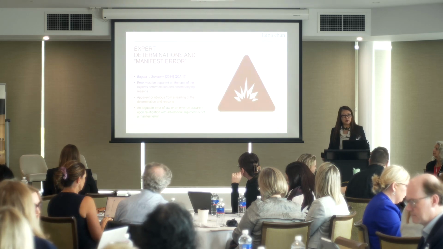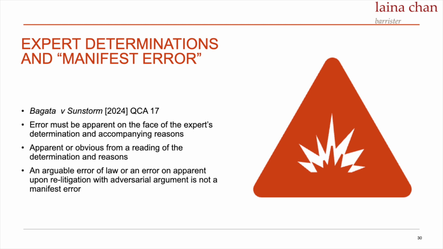What was being construed was whether the expert determination exhibited a manifest error. The Court of Appeal looked at cases in the Commercial Arbitration Act context and looked at where the phrase manifest error had been considered, and said that at the end of the day, the error must be apparent on the face of the expert's determination and accompanying reasons. So it must be apparent or obvious from a reading of the determination and the reasons.